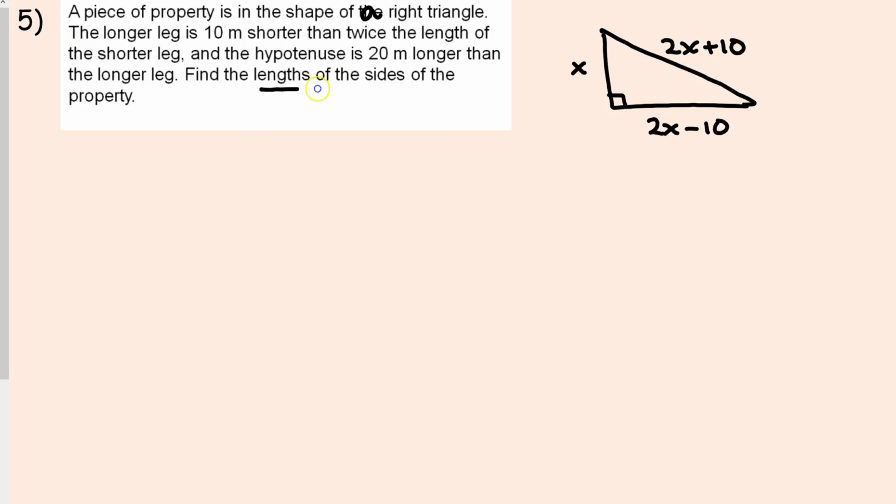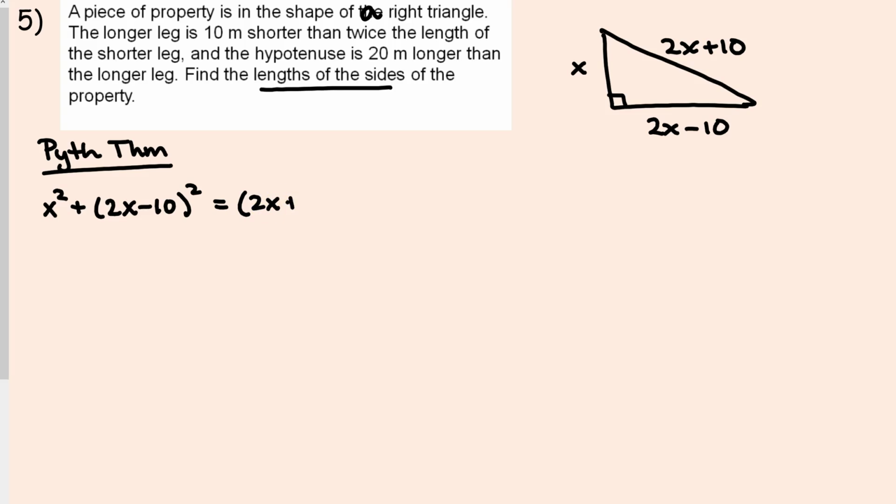So our goal is to find the lengths of the sides. So we're going to want to find x. And what's the formula that comes to mind when you're thinking about a right triangle and you know the sides? Hopefully that's the Pythagorean theorem. So let's go ahead and use the Pythagorean theorem. We have x squared plus the quantity 2x minus 10 squared equals the quantity 2x plus 10 squared. So when we square those quantities, we need to use the FOIL method. So I'm just writing it out so that I don't make a mistake on that.